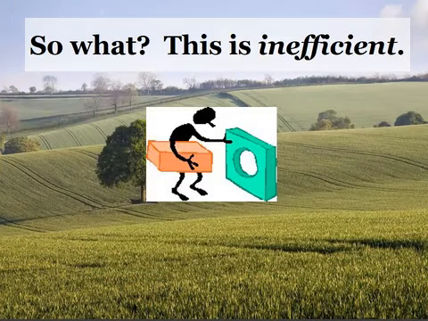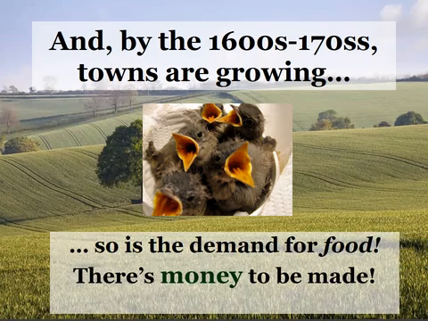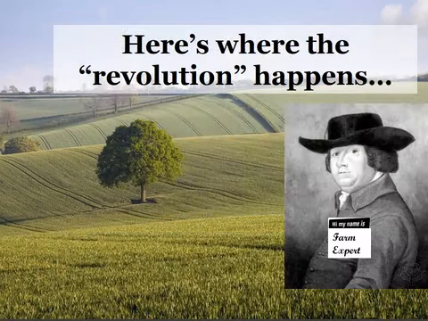So, this is an inefficient system. And it's inefficient at a time when, thanks in part to cottage industry, little towns are starting to become bigger, and bigger towns are starting to become cities, and you have all these people who need to be fed like these baby birds. So, if you're smart enough and can figure out how to grow more food, there is money to be made. And that's where the revolution happens.